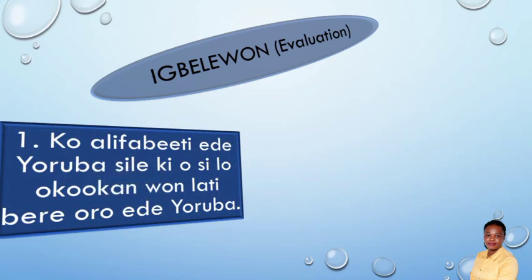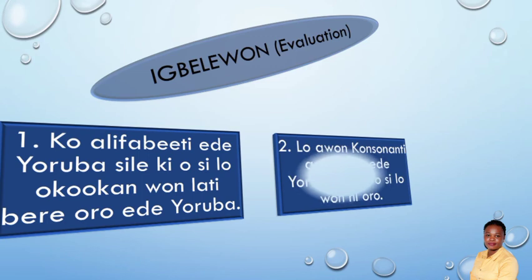Kọ alifábẹ́ẹ̀tì èdè Yorùbá sílẹ̀ kí o sì lo ọ̀kọ̀ọ̀kan wọn láti bẹ̀rẹ̀ ọ̀rọ̀ èdè Yorùbá. Write down the Yoruba alphabet and use them in words.